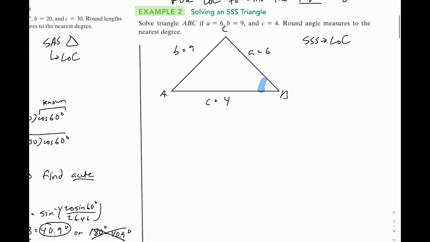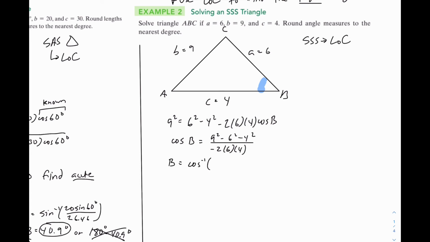So let's write it out. B squared, which is 9 squared, should equal 6 squared plus 4 squared minus 2 times 6 times 4 cosine B. We'll just algebraically manipulate it. Cosine B, and again, don't do the math here. You have a calculator. So let's write this out. So B should be cosine inverse of this expression.